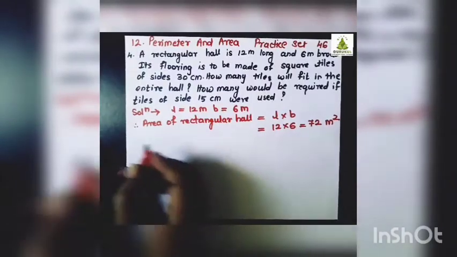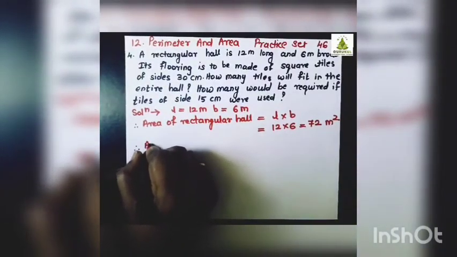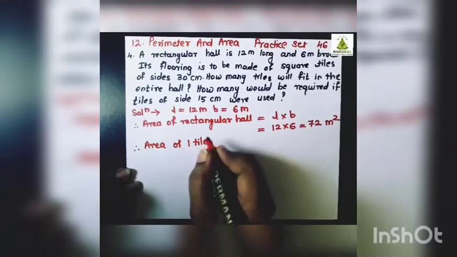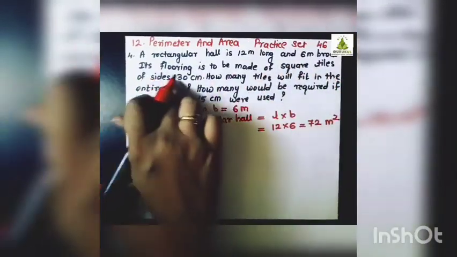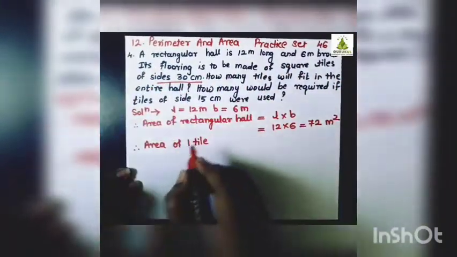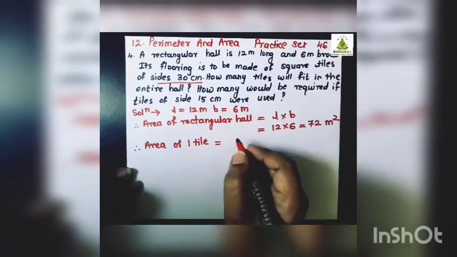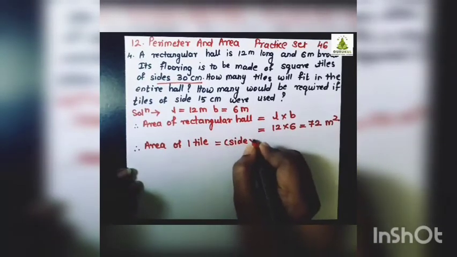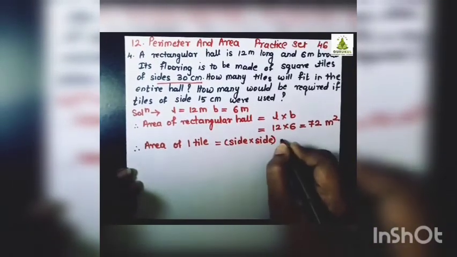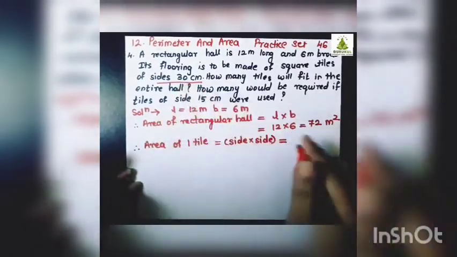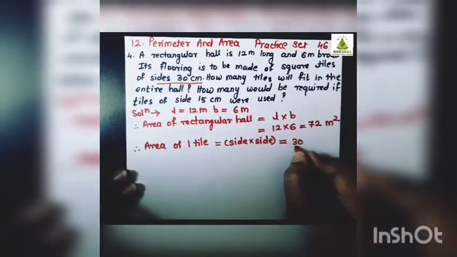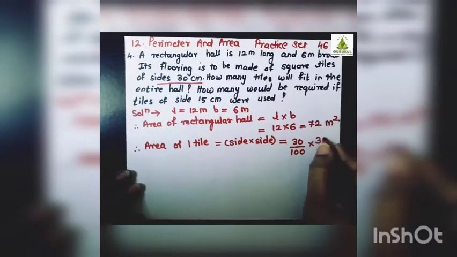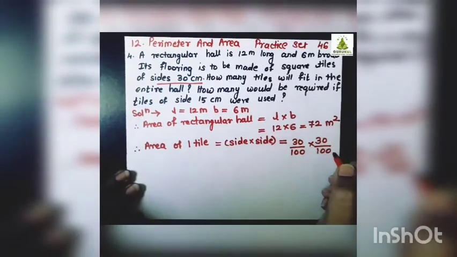So we will write down, first find out area of one tile. They haven't given us the area, they have given the side of this tile, that is 30 centimeters. So area of one tile is equal to side into side. What is first side? 30 centimeters. So 30 centimeters, if you want to convert to meters, we can write it as 30 upon 100 into 30 upon 100. So calculate the value.